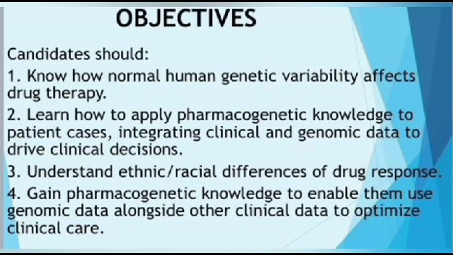The candidates should know how normal human genetic variability affects drug therapy. Candidates should learn how to apply pharmacogenetic knowledge in patient cases, integrating clinical and genomic data to drive clinical decisions. Candidates should understand ethnic as well as racial differences in drug response. They should gain pharmacogenetic knowledge to enable them use genomic data alongside other clinical data in optimizing clinical care.